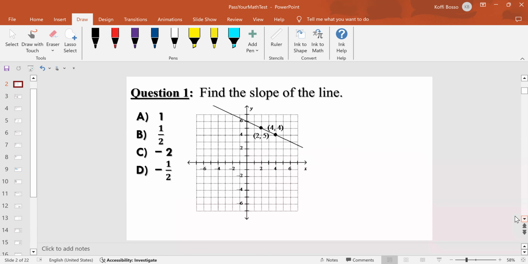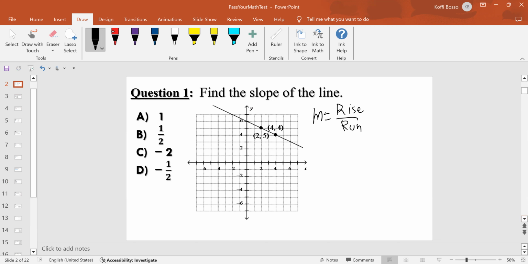So let's start. Question number 1. They say find the slope of the line. In this question, we can use different methods, but I think using the slope formula, m equals rise over run, will be easier. How to use this rise over run? We have 2 points already made on the line.